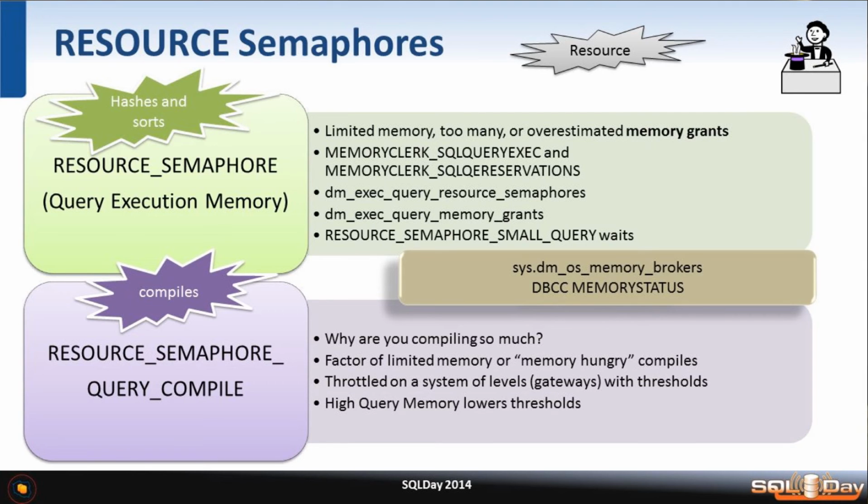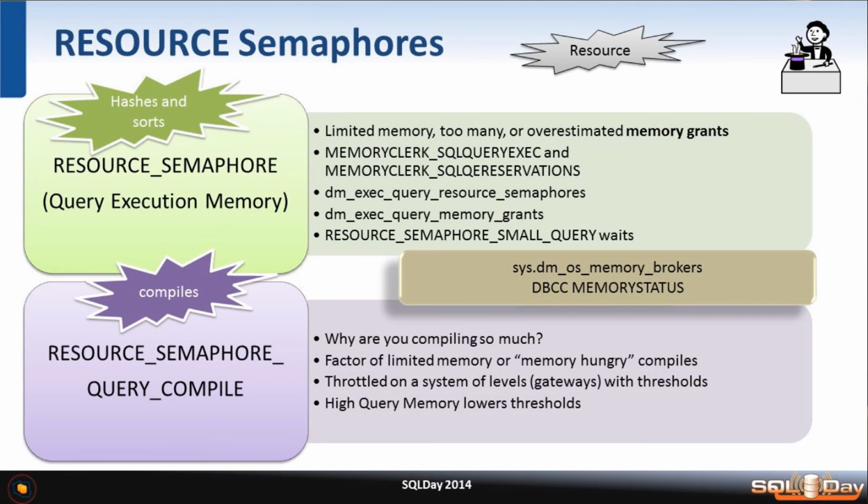In addition, when we compile a query, we need memory to compile it. It's another example where we allocate memory to do compilation and then free the memory back up. So if you see this wait type, you absolutely should pay attention, because it's slowing down your ability to compile queries. But I will ask you this question: when somebody brings up this wait type, I'm asking, why are you compiling so much?